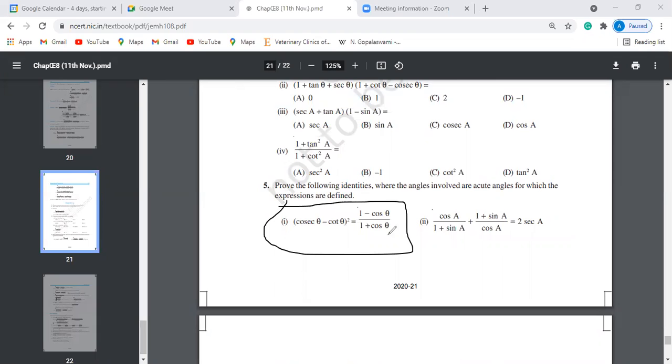See, this is the right hand side, that answer you should get. Okay, so first you start doing from here. Convert this. Cosec is 1 by sine theta minus cos theta by sine theta, whole square, and then solve. On solving, sine theta is common, take the square like that. Try to solve, and let me know whether you got the answer or not.